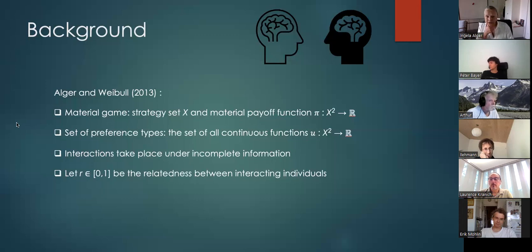And in this paper, we assume that the set of possible preference types is the set of all continuous functions, where such functions would associate to each strategy profile played in each matched pair a number. Okay, so what does this mean?